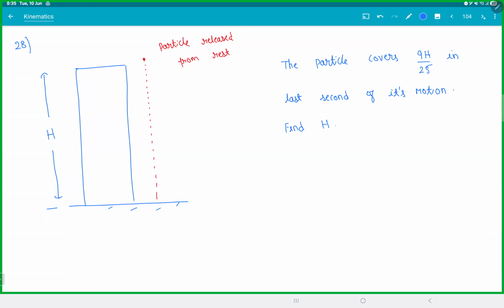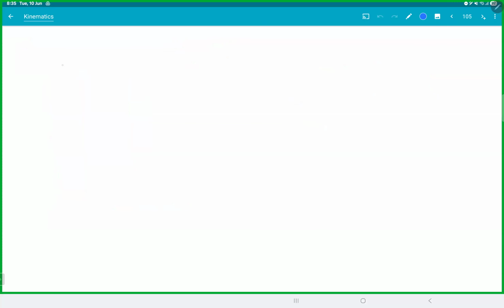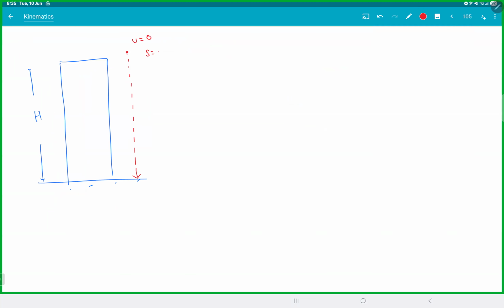Right, let's see. Look at this. Now for the building here, the height is h. You're leaving it from here, so u is 0. You're going down. You hit the ground, so the displacement is minus h. You're going down, acceleration is minus g. You can find the time here. I can use s is ut plus half at square. I know the formula, root 2h by g.